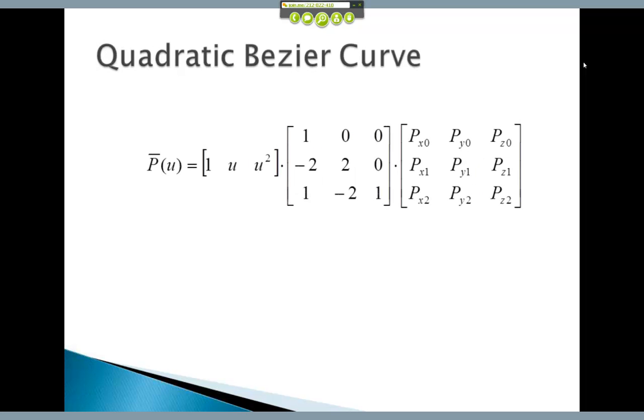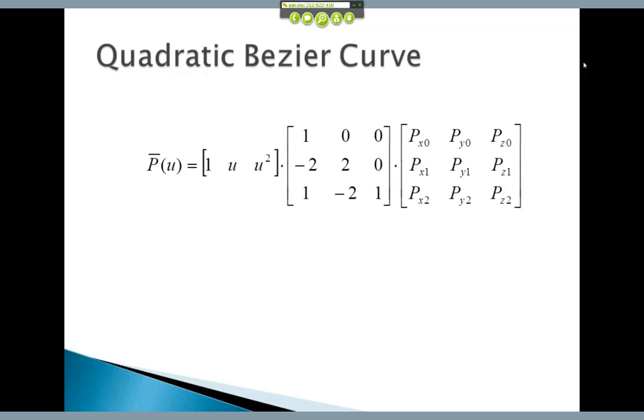What does a quadratic Bezier curve look like? Well, it looks like 1, u, u squared. It gives us this MBE matrix that is 3 by 3. And then we have a point matrix that in this case is a 3 by 3 because we've got X, Y, and Z stacked in there.